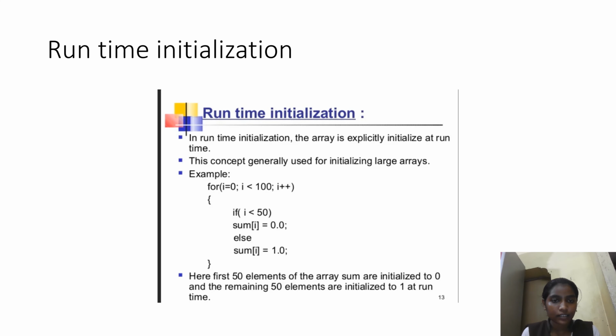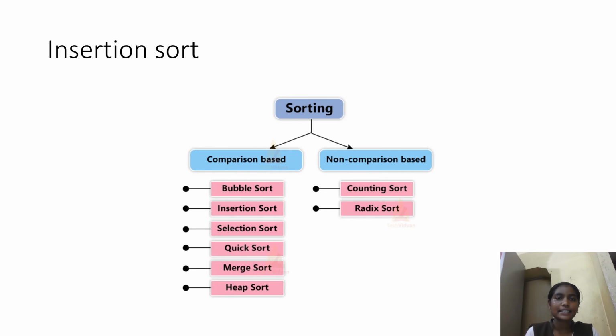Example: for i assigned with 0, it is the initialization; i less than 100, it is the condition; i plus plus, it is the increment. Next, in the for loop, we write an if condition. If i less than 50, sum of i equals 0, else sum of i equals 1. Here, the first 50 elements of the array sum are initialized to 0 and the remaining 50 elements are initialized to 1 at runtime.